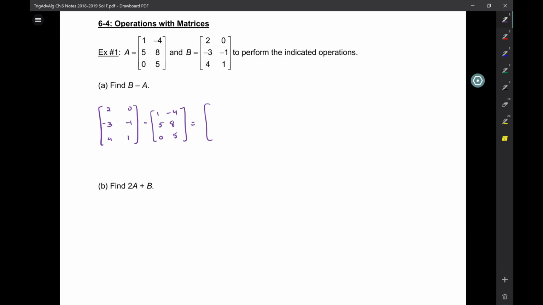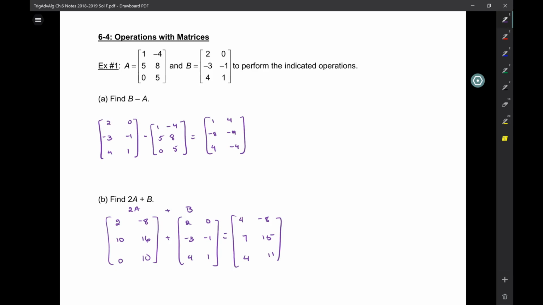I'll stop this for a few minutes. Make sure for part B you do order of operations as is stated here. So it's 2 times A first, then you add it to B.